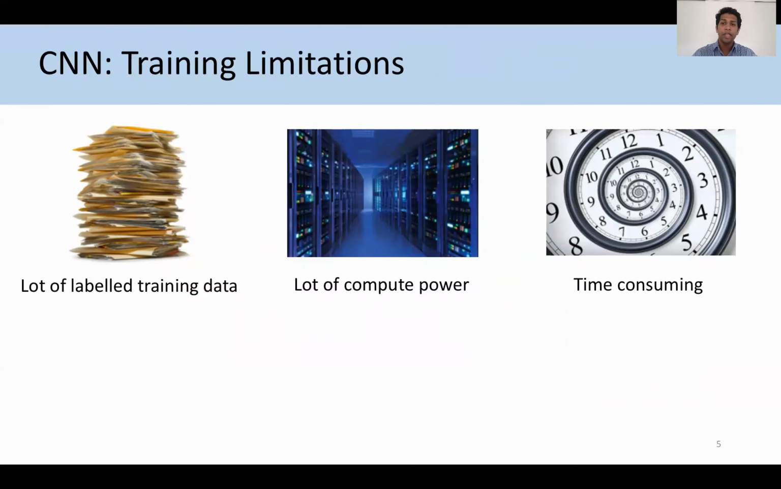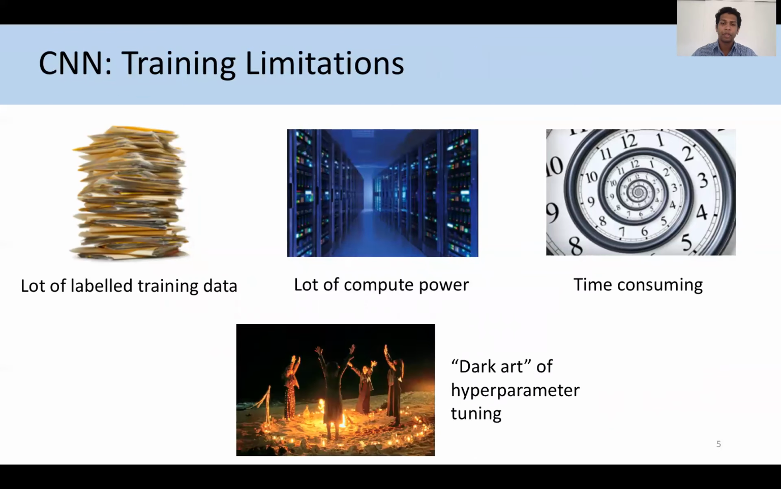However, training a CNN is not an easy task. You need a lot of labeled training data in the order of millions, a lot of compute power in terms of a GPU cluster, and as a result, this process is highly time-consuming. Furthermore, you need to pick several configuration parameters during the training process called hyperparameters. And the chances are that if you're not an expert in training CNNs, you will find it very difficult to find a good set of training hyperparameters.